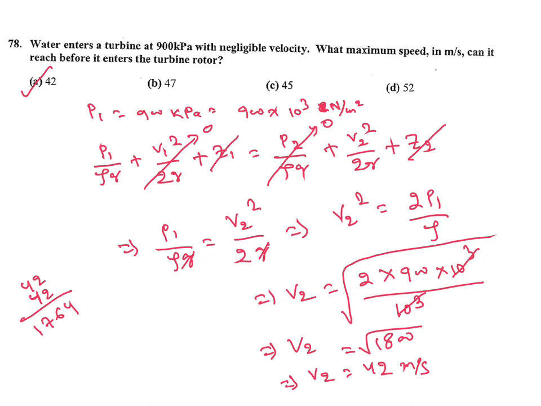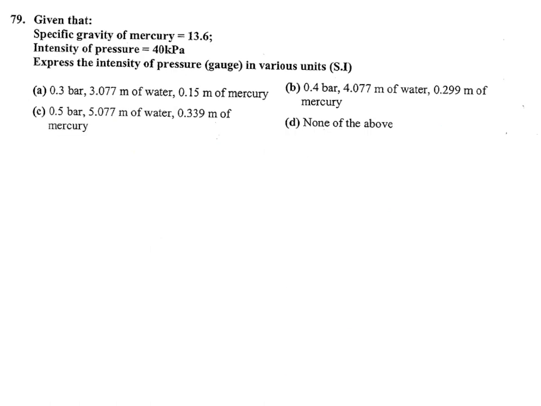Question is, given that specific gravity of mercury is 13.6, intensity of pressure is 40 kilopascal, express the intensity of pressure in various units, SI units. Bar, then meter of water, then meter of mercury. So first data given are specific gravity of Hg is 13.6, P is 40 kilopascal, or 40 into 10 to the power 3 newton per meter square. Then different units we have to calculate.